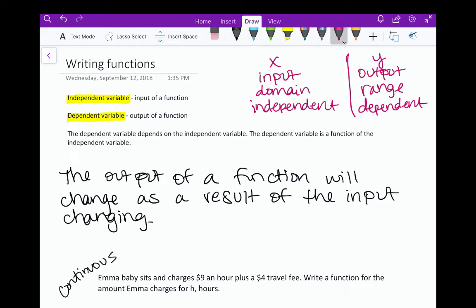The dependent variable depends on the independent variable. The dependent variable is a function of the independent variable. The reason I want to point that out to you is because you may see a problem that says the temperature is a function of the time of day, for instance. So in that case, temperature is the dependent because it's a function of something else, which would be the independent. So the temperature is a function of the time of day: temperature is dependent, time of day is independent.